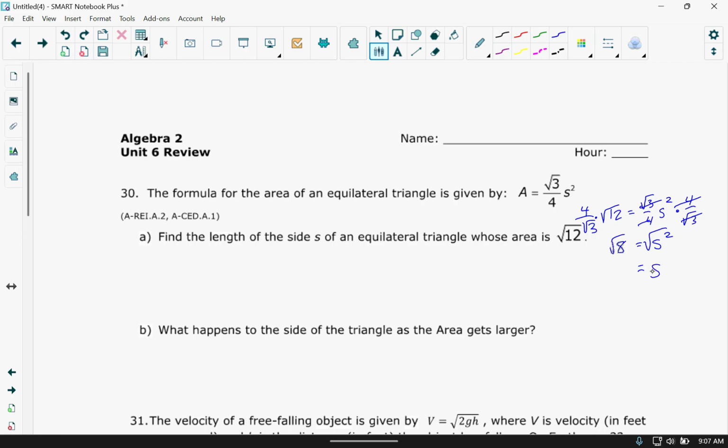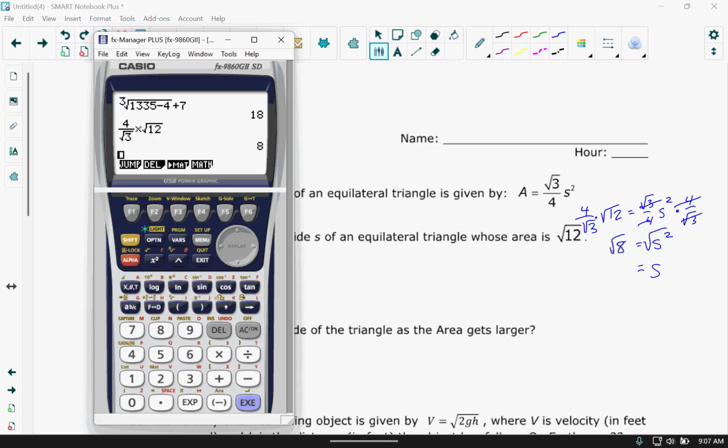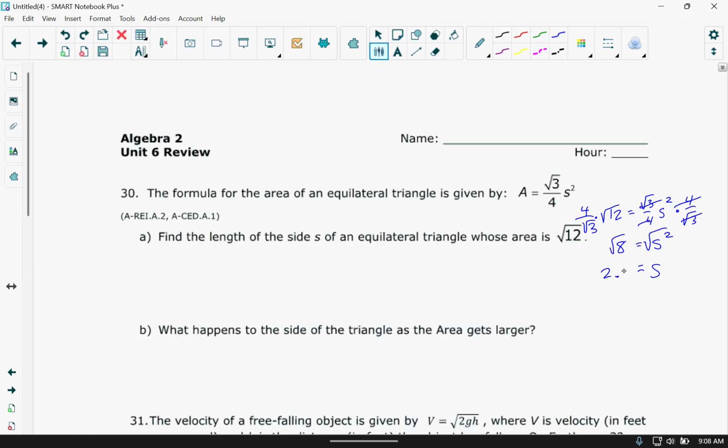And because this is a real life problem, I actually do want the decimal instead of this radical that the calculator spits out. So I'll just hit the FD button. So we'll call it 2.8. So the side would have to have 2.8 as its measurement in order for it to give us an area of the square root of 12.